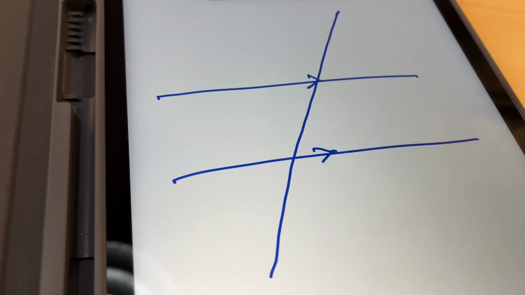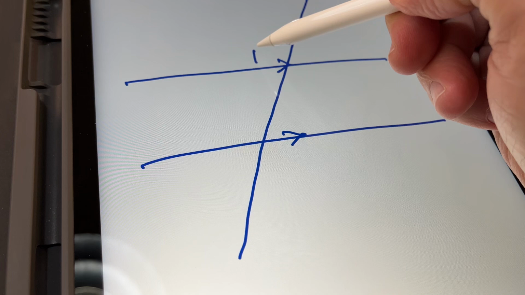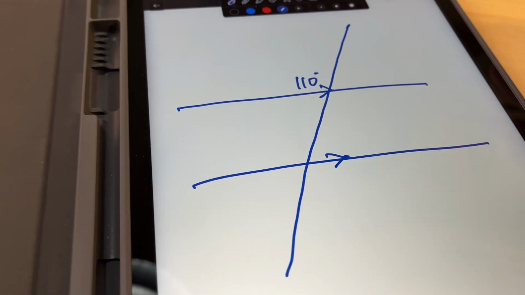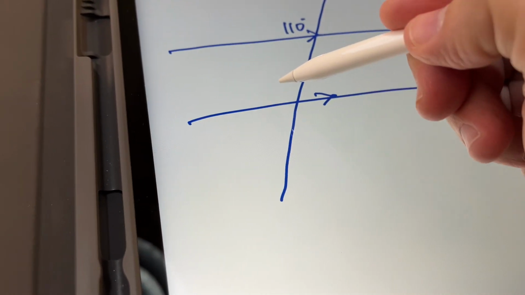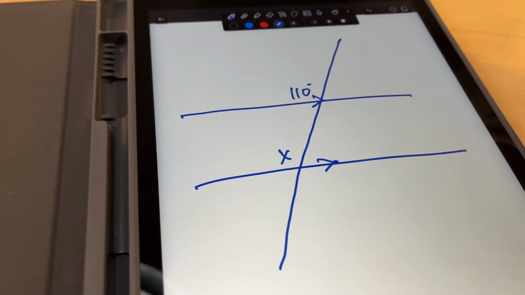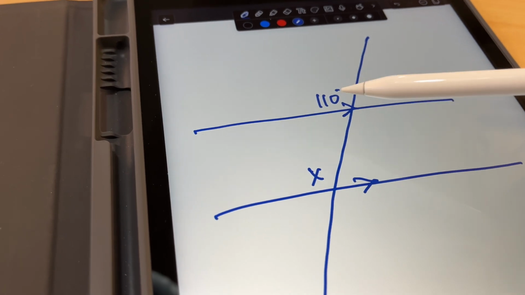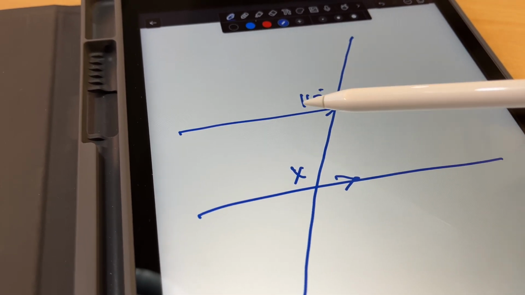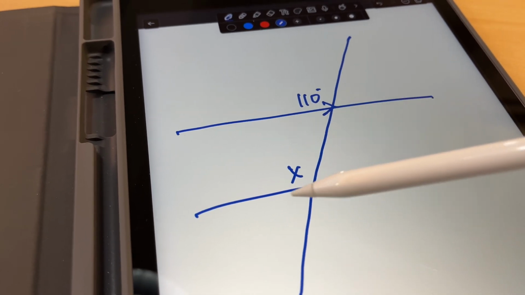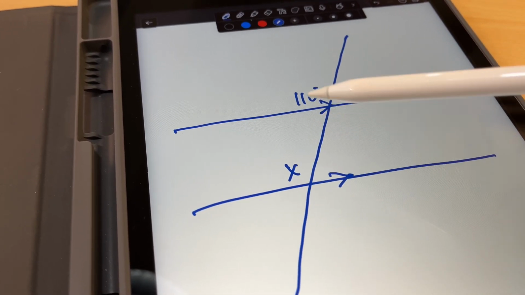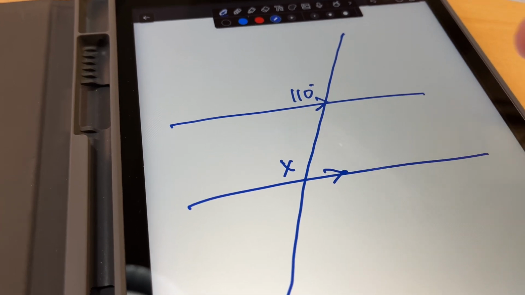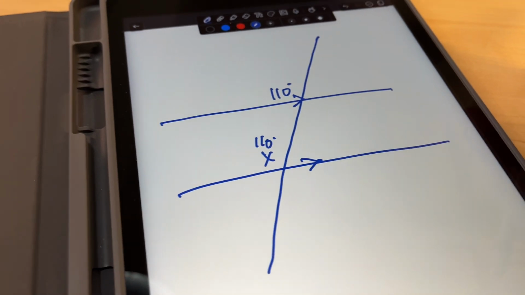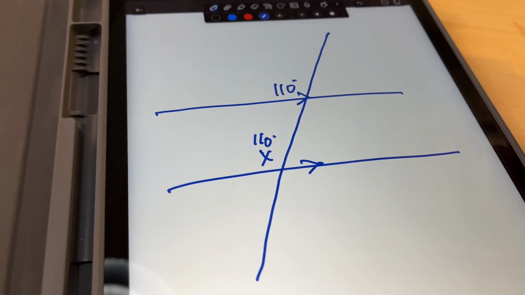So let's say that we know that this is 110 degrees over here. And the question is, what is this angle? We could do that a couple of ways. One is that you could realize that these are corresponding angles. They're angles that are on the top line of the parallel lines and on the same side of the transversal. So we know X is going to be 110 degrees. That's one way we could do that, and that's the most direct way.